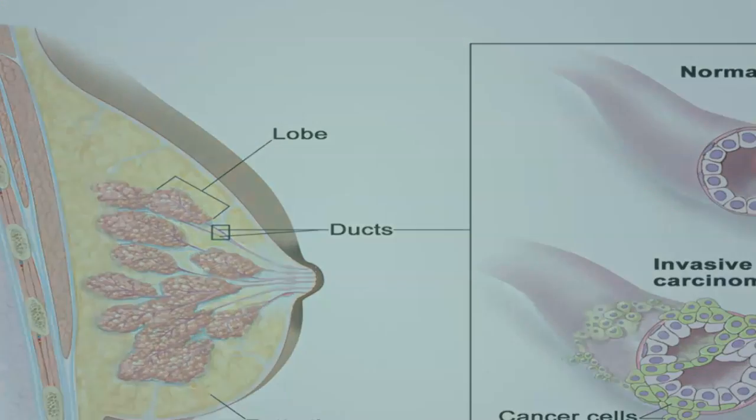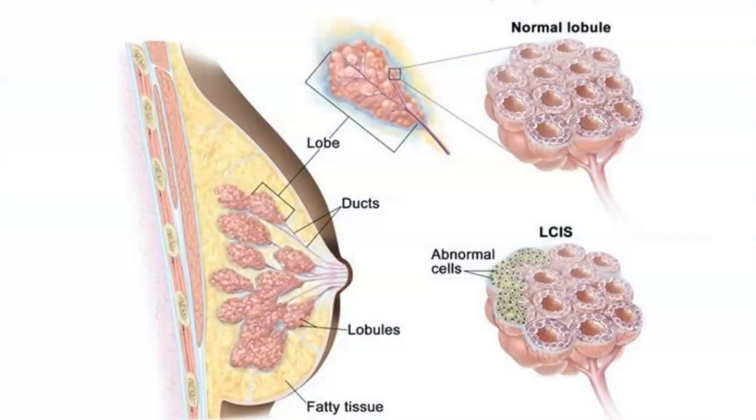So this is what we're looking for in a mammogram. We're looking to see whether or not the tumor cells, the abnormal cells, are restricted or whether they've moved beyond. So here's lobular. Here's the normal lobe, which contains these various glands that produce the milk, and here are the abnormal cells. This is lobular carcinoma in situ, and you can see that the abnormal cells are restricted to the lobes themselves.